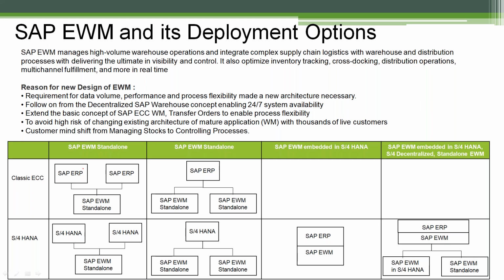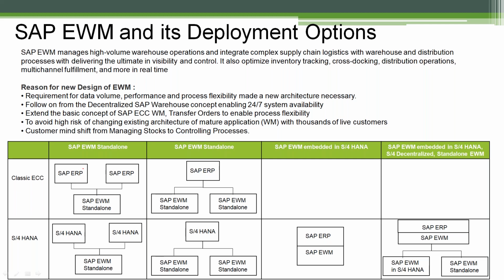The requirement was that these warehouses should work 24 by 7. To ensure the system is available 24 by 7, even when the ERP system may be down, this EWM system should be working. For that kind of requirement, SAP thought of bringing up a new solution in a decentralized space.